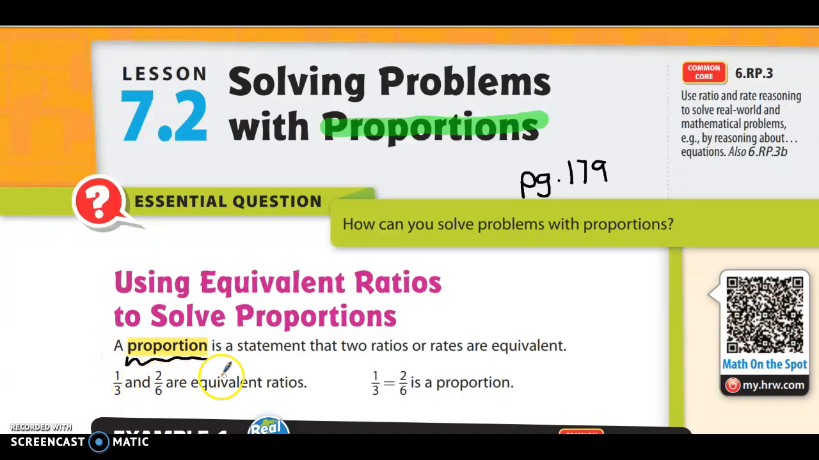1/3 and 2/6 are equivalent ratios. Therefore, 1/3 equals 2/6. That is a proportion. The math that makes that true is right here. I look at the first term and I say, how would I get from 1 to 2? I'd double that. So I'd go to the second term. Did I double that to get from 3 to 6? Yes, I did. So if you're doing the same thing to the first term as you're doing to the second term to get your new fraction, then it is a proportion.